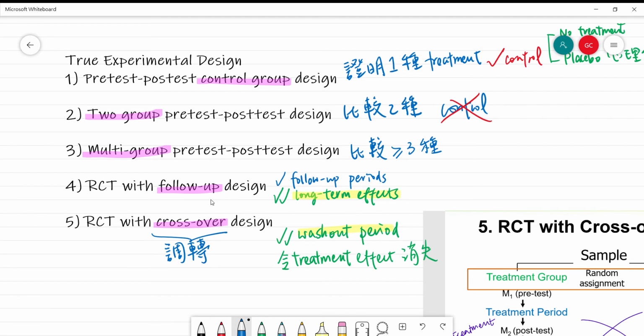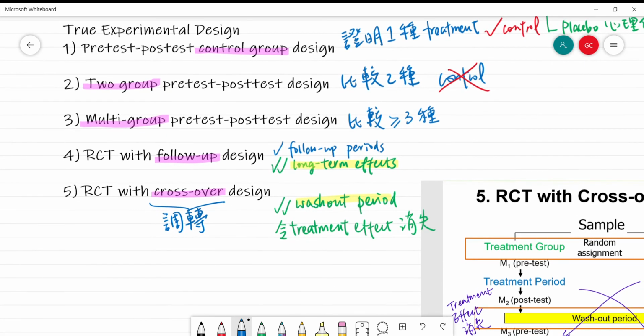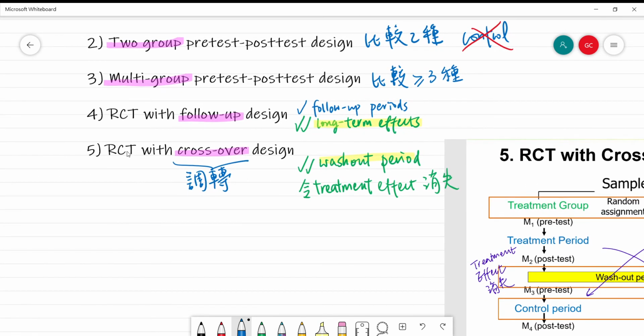And the fourth one is RCT with follow-up design, and it includes, of course, a follow-up period. The advantage is that it shows the long-term effect for the patient, because the follow-up period also tracks improvement for patients. And the fifth one is RCT with crossover design.